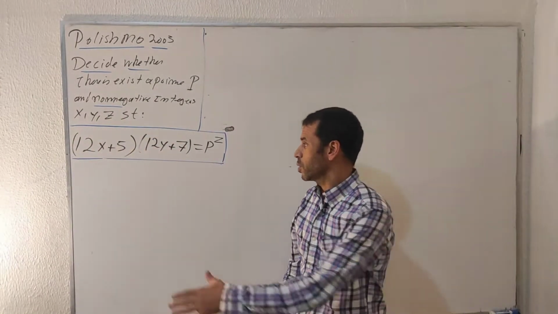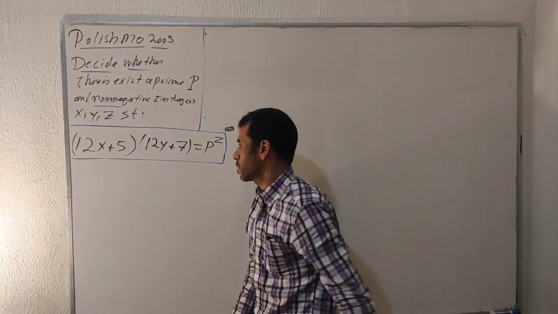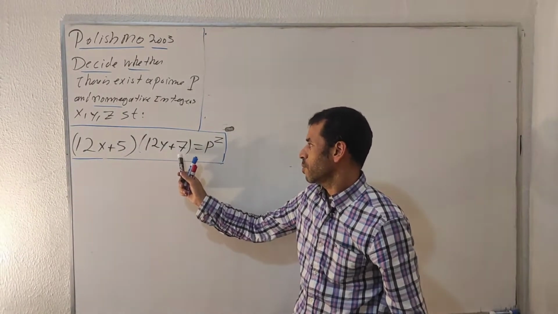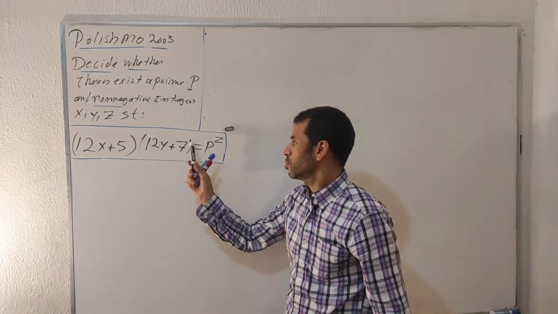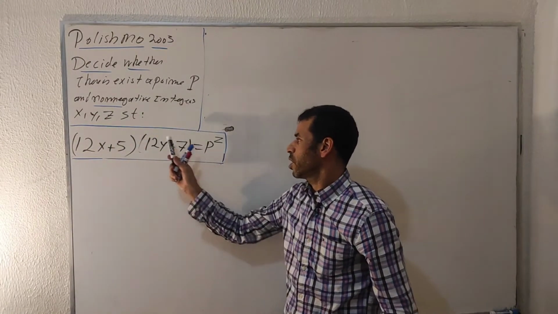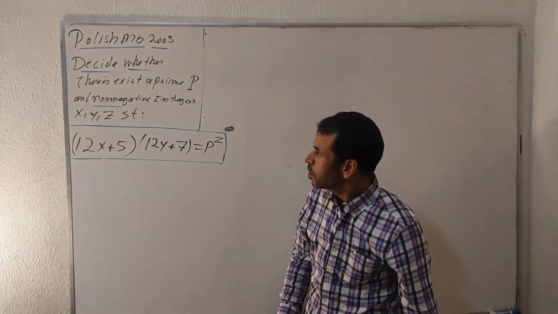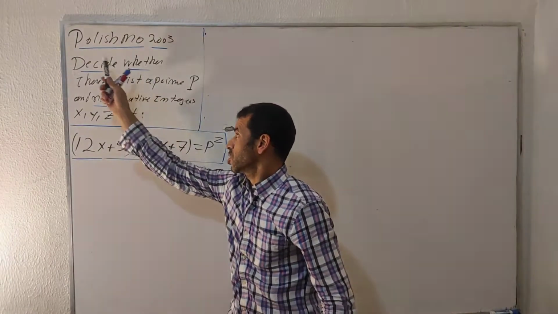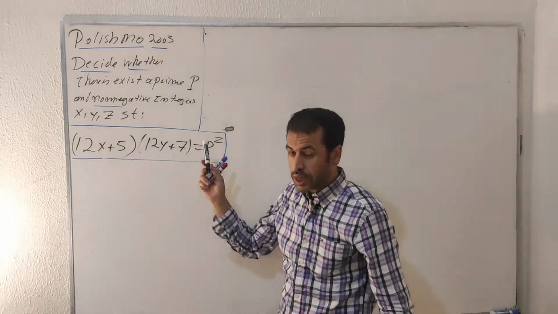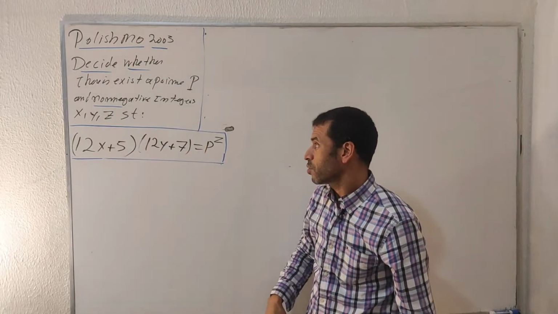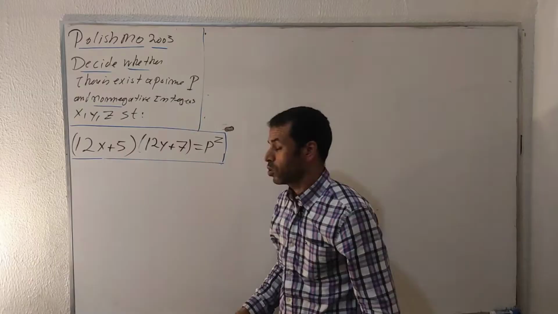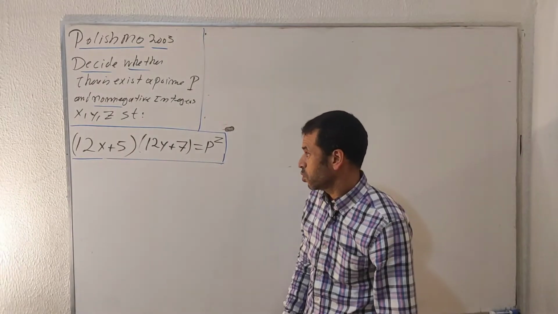equation. We have this product, which is 12x plus 5 multiplied by 12y plus 7 equals p to the z. Okay, so which means we have a power of p for the left hand side of this equation. So when you see an equation like this, expect you are not going to find a solution for this equation. Even so, we should work it out to see why this equation doesn't have a solution.